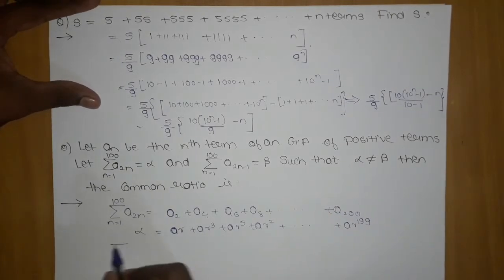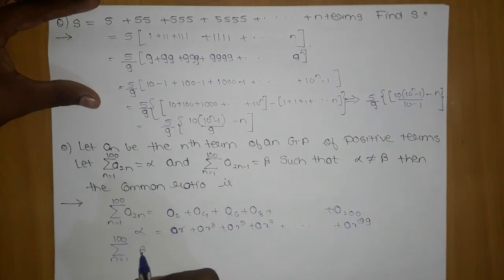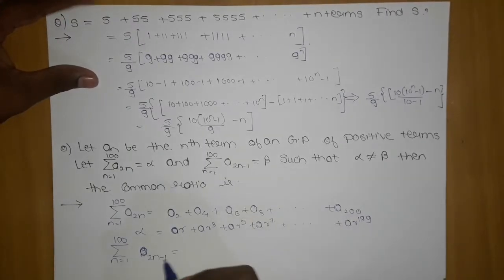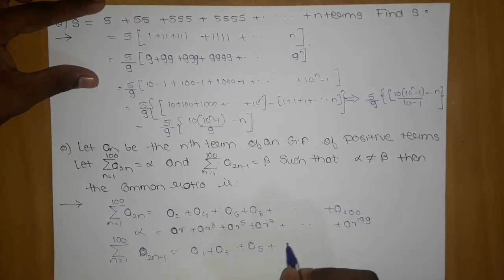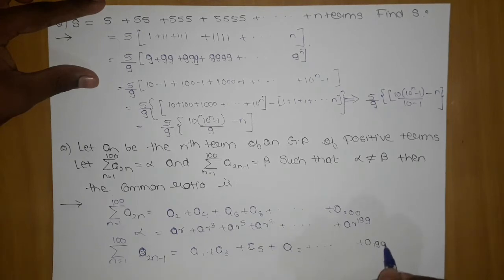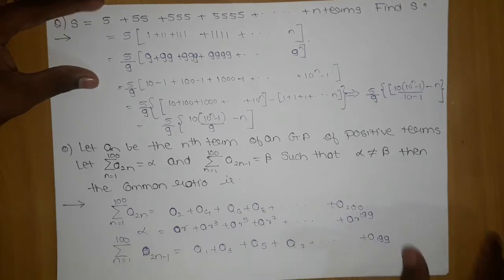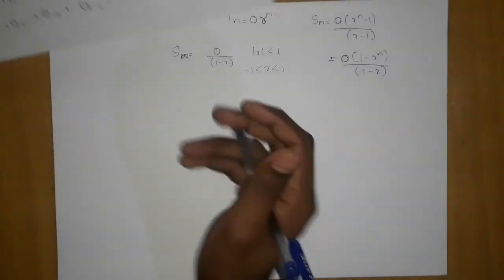Similarly, we will analyze the second one, which is n equals 1 to 100 of a_(2n-1), and this is beta. Its value is equal to beta from here. Now if I open it, what do I get? a1, a3, a5, a7 till what? a199. Okay, I get till a199. Now let me take the next page and we will analyze it further.